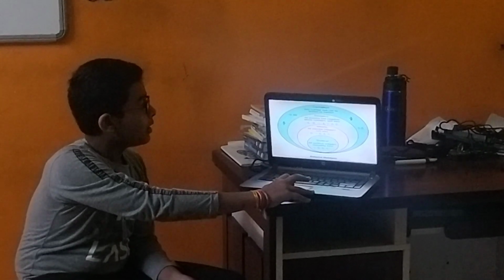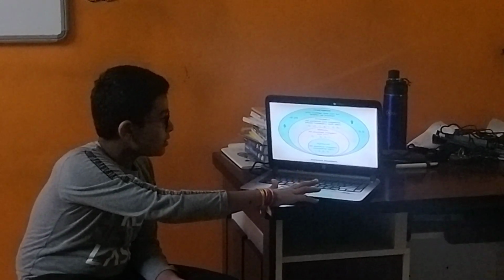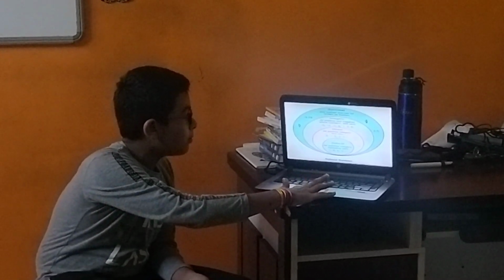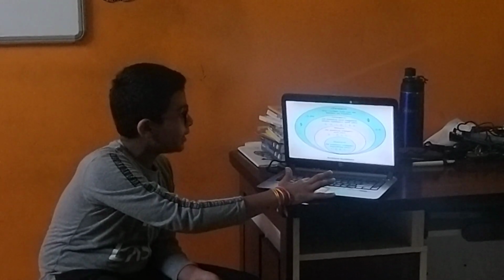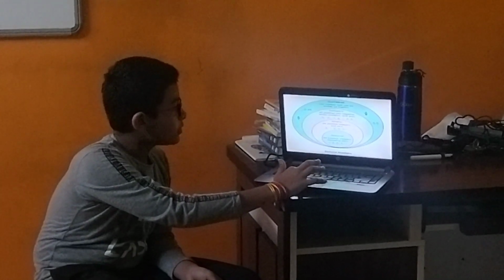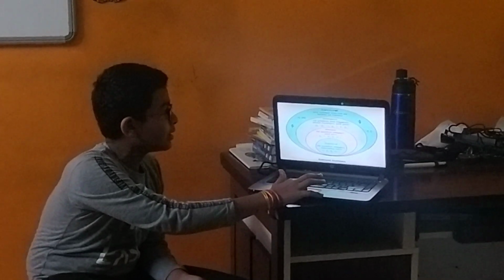Now there is a table, which means the natural numbers come under the whole numbers. Whole numbers come under integers, and integers, whole numbers and natural numbers come under the rational numbers.